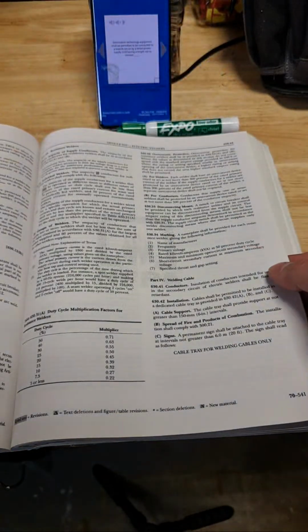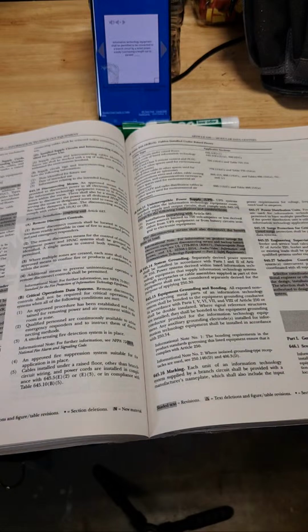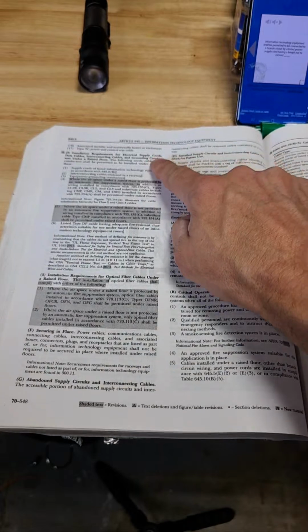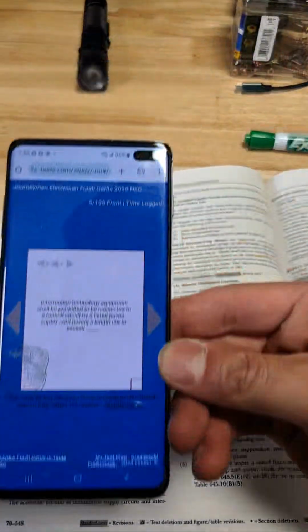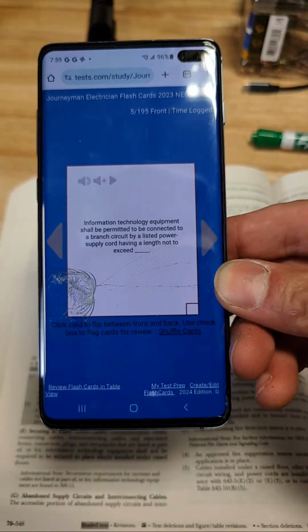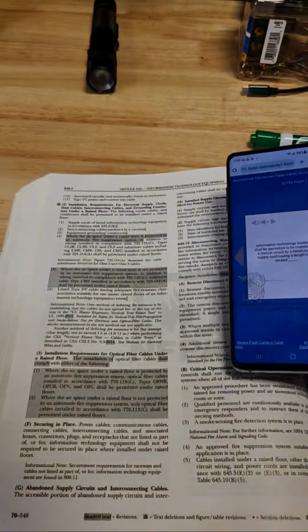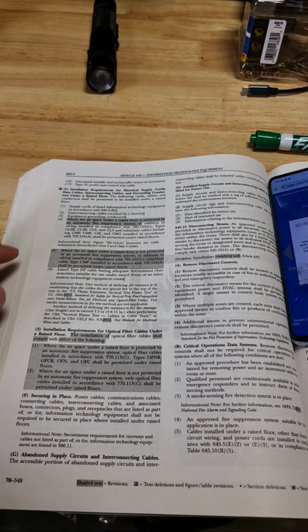Until these pages are newer, I don't go here too often. 645 right here. You can see we're in information technology. And then I see here installation requirements for electrical supply cords up here. And the question is connected to a branch circuit by a listed power supply cord having a length not to exceed. So we're probably going to find it somewhere in here.